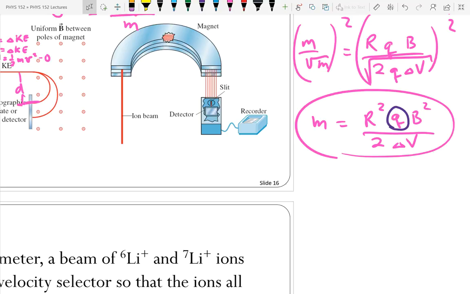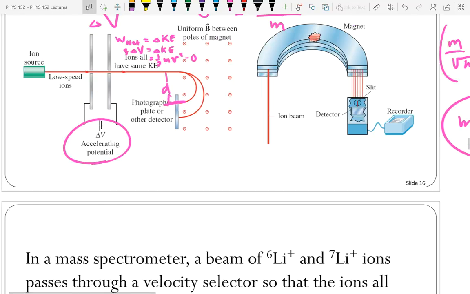The kind I used was a quadrupole mass spectrometer, a much more complicated system. But if you use something called an RGA, or residual gas analyzer, that's what it uses.